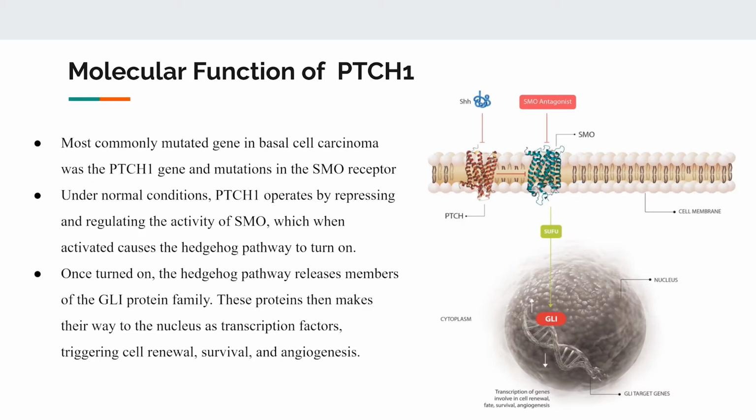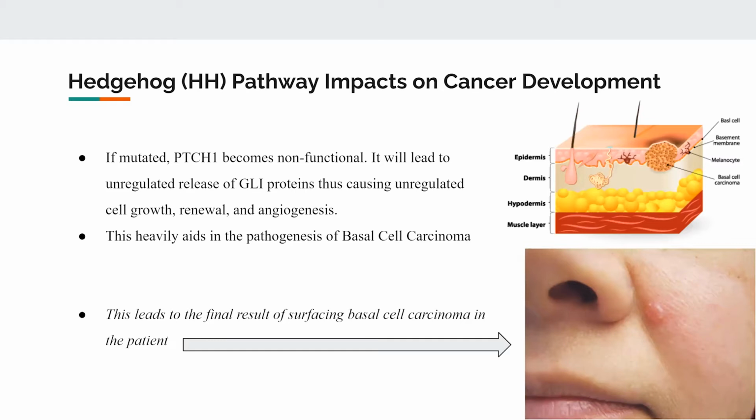So if PTCH1 is mutated, it does become non-functional, which means SMO is unregulated, which means the release of GLI1 proteins is also unregulated, causing movement to the nucleus rapidly, consistently and constantly, leading to constant cell growth, renewal, and angiogenesis, which is a huge hallmark of cancer and heavily aids in its pathogenesis in basal cell carcinoma. And if unchecked and untreated, whether surgically or medicinally, it can lead to the final result of a surfacing basal cell carcinoma within the patient, which often shows itself in a similar way as seen in the picture on the bottom right.